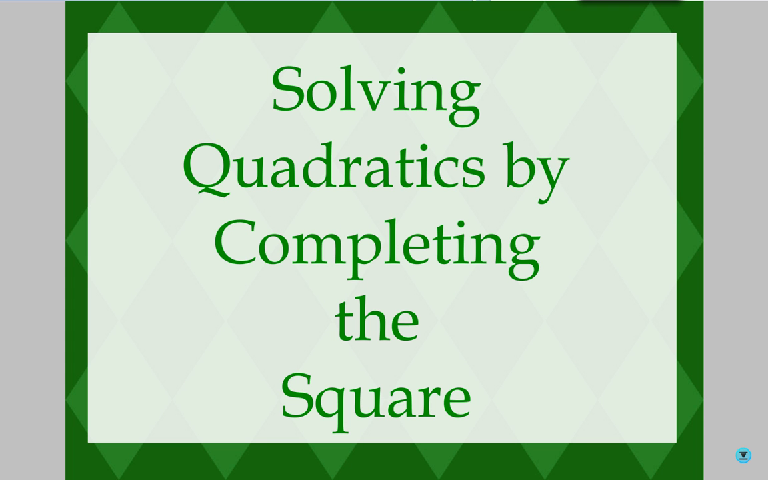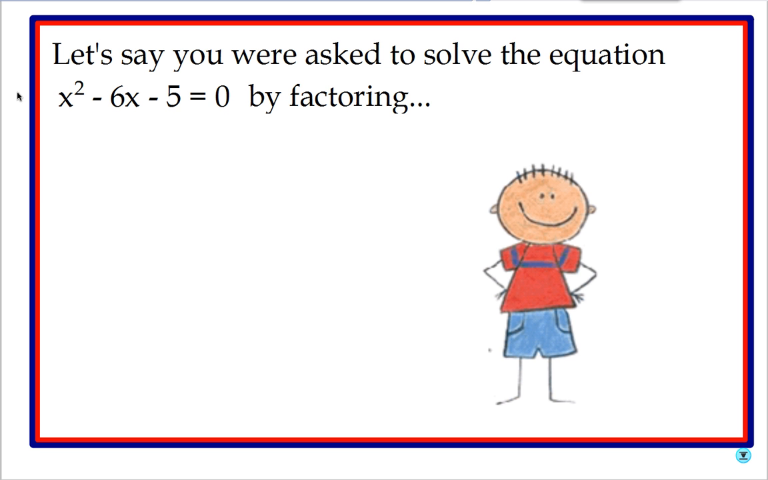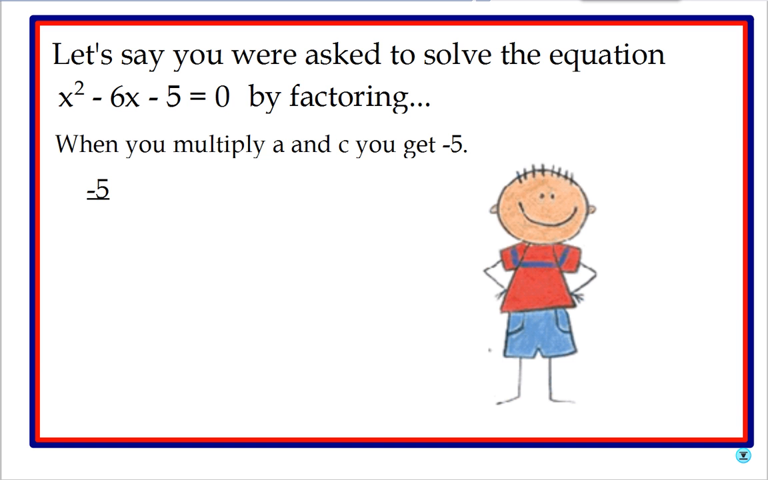So let's learn how to solve quadratic equations using a method called completing the square. Let's say you were asked to solve the equation x squared minus 6x minus 5 equals 0 by factoring. So I do the typical: I'm going to multiply a times c, so 1 times negative 5, which is going to give me a negative 5. I need to then find the factors of negative 5.